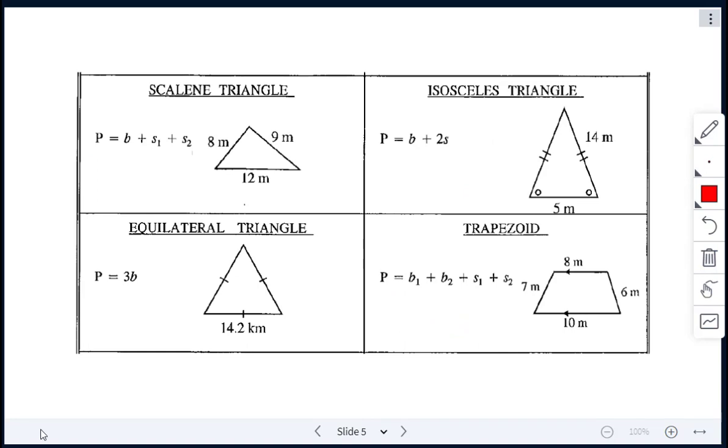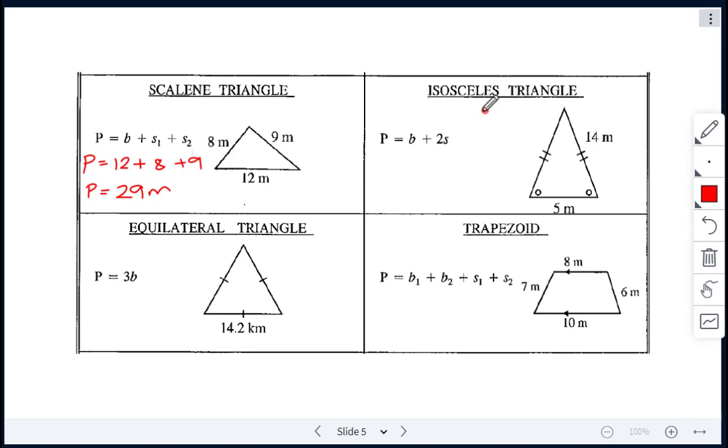Next we have a scalene triangle. In a scalene triangle, all three sides of the triangle are different in length. That's what a scalene triangle is. So the perimeter is the base plus side 1 plus side 2. So we would have 12 plus 8 plus 9, which gives me 29 meters.